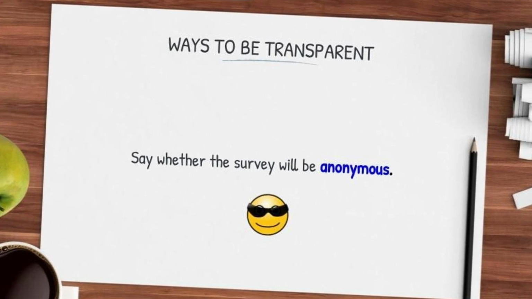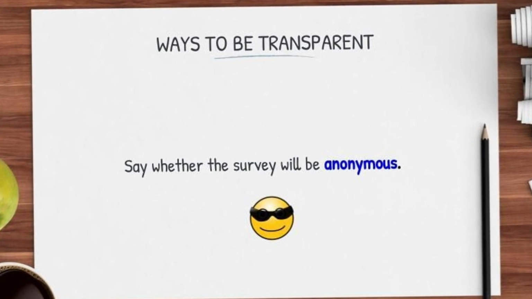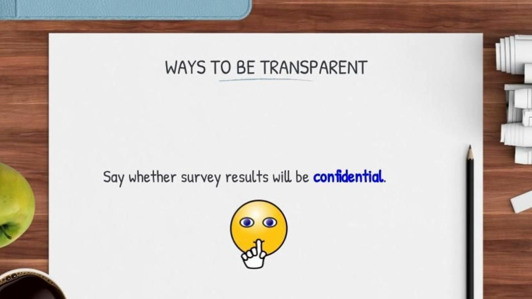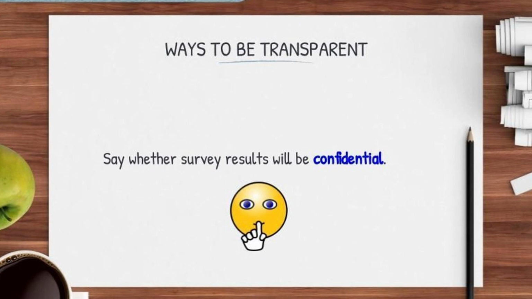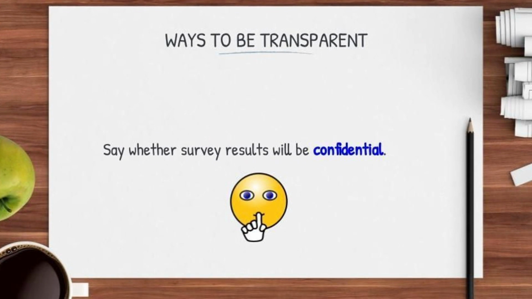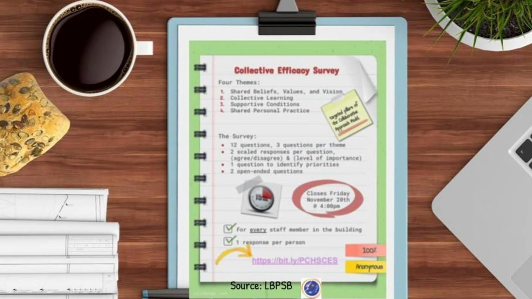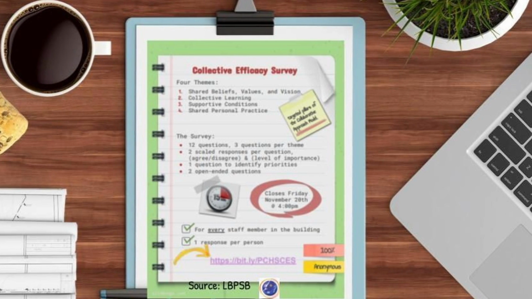Another point to remember is to say whether or not the survey will be anonymous. This will affect whether or not people will share true answers. And finally, it's a good idea to let participants know whether or not the survey results will be confidential. You can share details about the transparency of the survey before asking participants to respond.